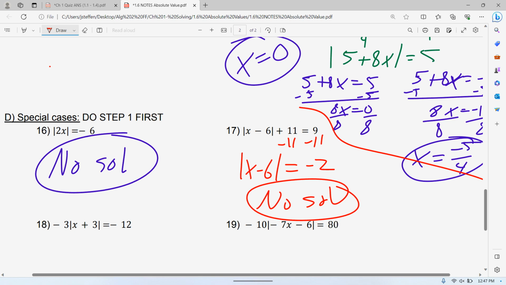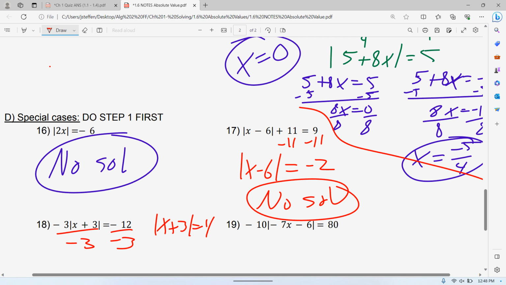The exact opposite with number 18. A lot of people look at number 18 and they think it's no solution because it's equal to a negative. Well, the first step you need to do is get rid of that negative 3 in front. Since it is negative 3 multiplied by that, make sure you don't add 3 to both sides. It's negative 3 multiplied. When you divide by negative 3, now all of a sudden that makes that positive. X plus 3 is equal to positive 4, and that one you could solve. I'm not going to take the time to do that.